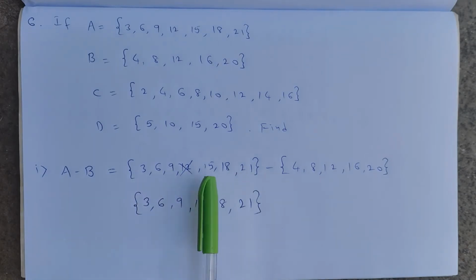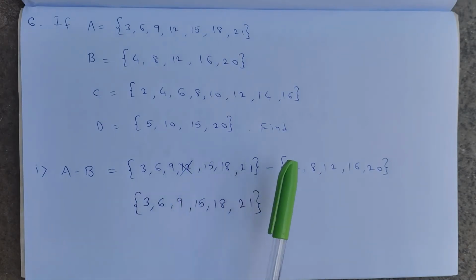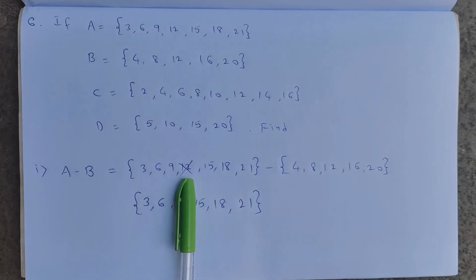In the total set A, only the number 12 is there in set B also. That's why we removed that 12 and the remaining elements we wrote as they are.